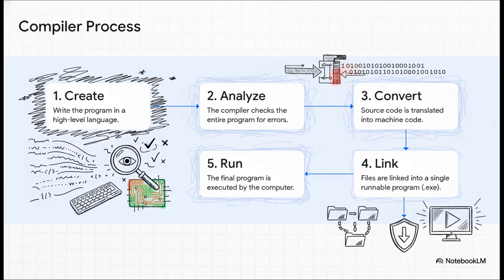First, you write your program. Then the compiler kicks in and basically proofreads the whole thing for any mistakes. If everything checks out, it starts the big job, translating all that source code into machine code. After that, it links all the necessary pieces together into a single runnable file, like an .exe file on Windows. And only then, after all that's done, can you actually run your program.